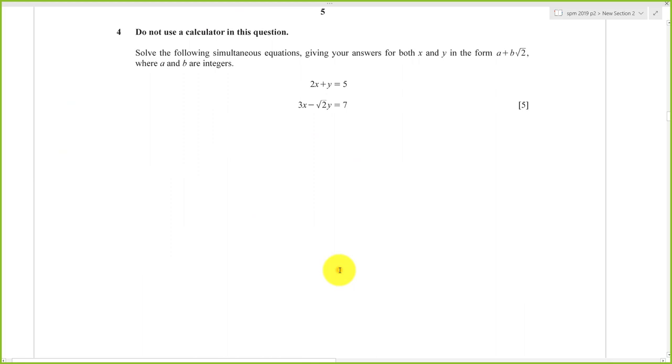Okay, number 4 here. This one will be simultaneous equations for the third question.